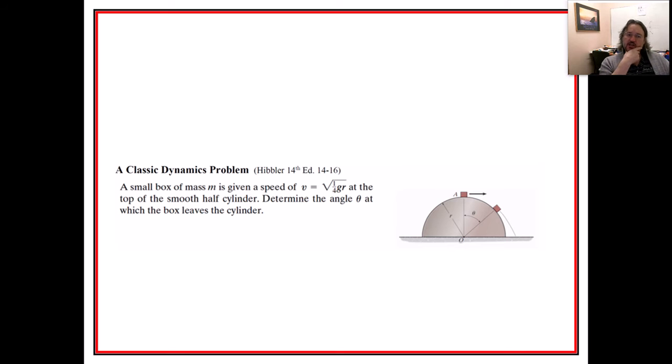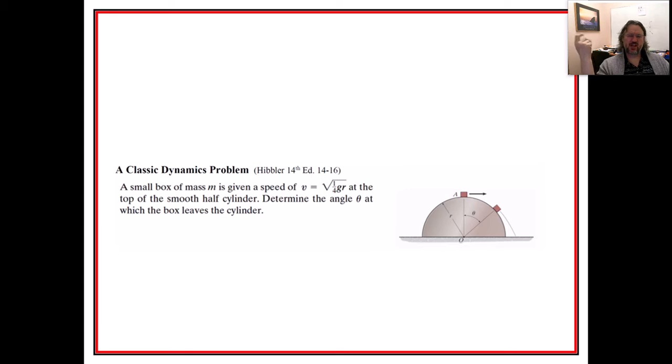Okay, so here's a really classic dynamics problem. This comes from Hibbeler, and I remember I was asked this question in the PhD qualifying exam, which you have to take within your first year of starting a PhD program. This was an oral exam, and one of them is the dynamics. And so here's a problem.